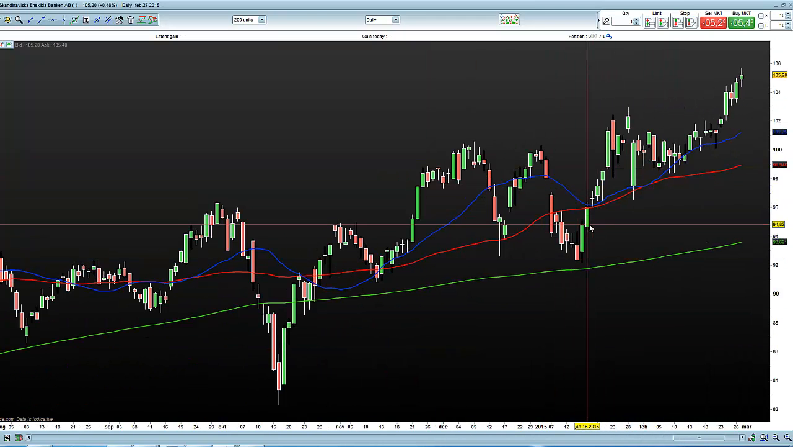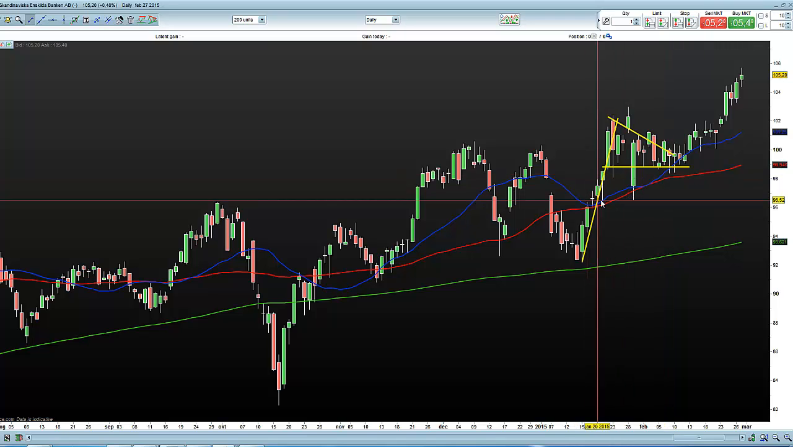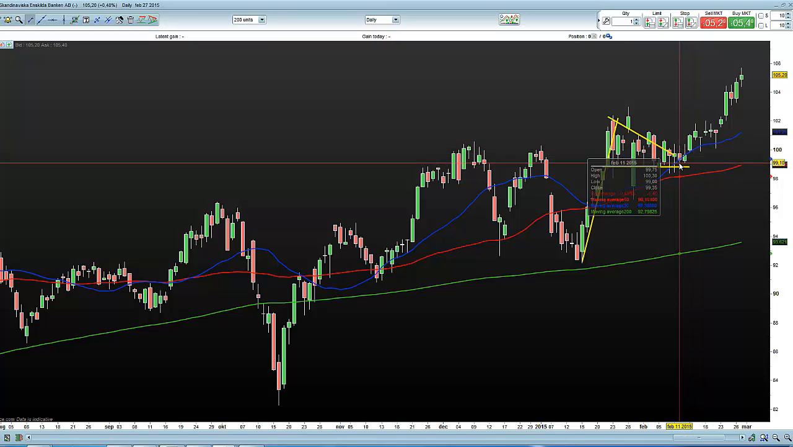Here we have somewhat of a flag. We will go over flags later. And you see we go up, we consolidate sideways. The 20 catches up, and the 20 just pushes the stock up. We don't go through the 20. The 20 helps us to reach higher.